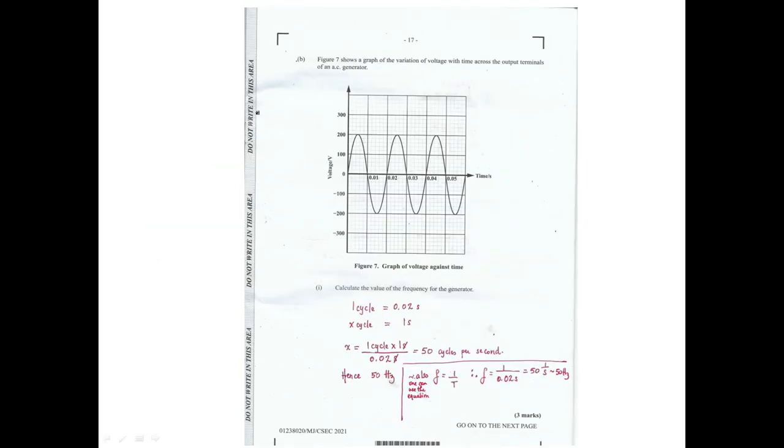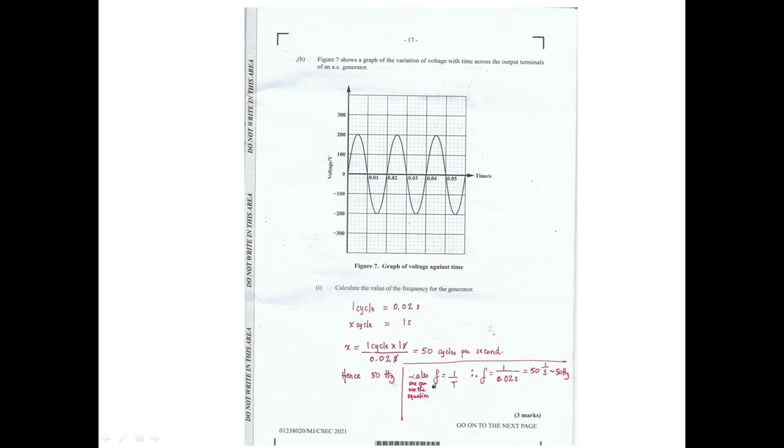Okay, so now we're on to this trusty little fellow. And it says figure 7 shows a graph of the variation of voltage with time across the output terminals of an AC generator. So now we're going on to generators. And it says calculate the value of the frequency for the generator.